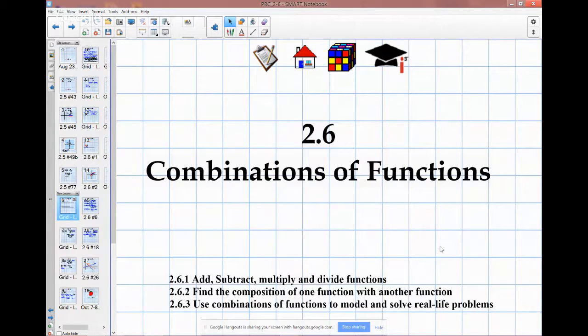Okay. So this is lesson 2.6, combinations of functions, and there are several ways to combine functions, as you can tell from the learning objectives. At the bottom, we're going to add, subtract, multiply, and divide separate functions. We're going to compose them to solve problems. So we'll dive right in.